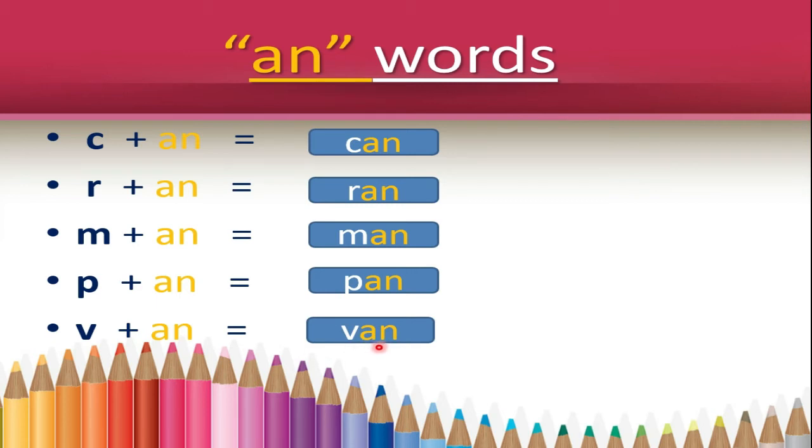Now we will read these three-letter words. Okay? C-A-N, can. R-A-N, ran. M-A-N, man. P-A-N, pan. V-A-N, van. Yes, see how interesting it is.